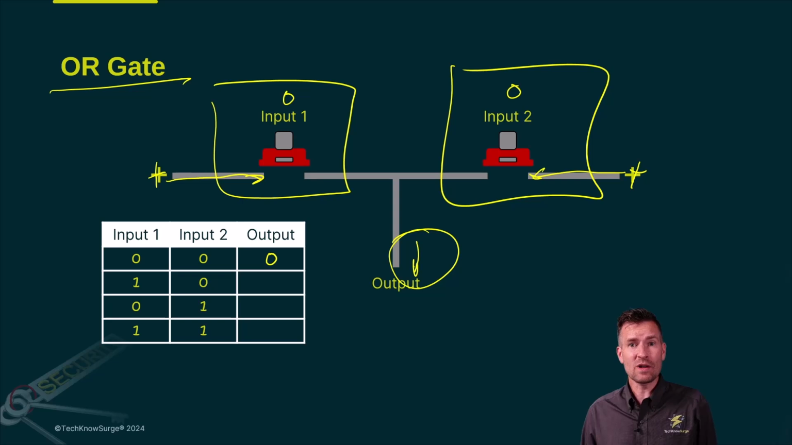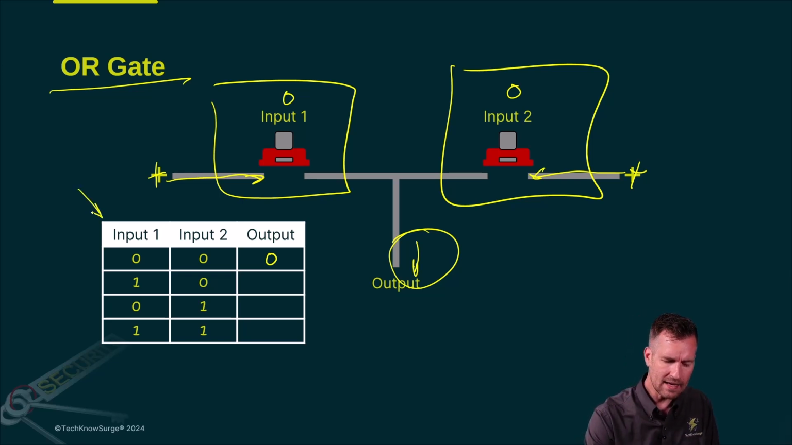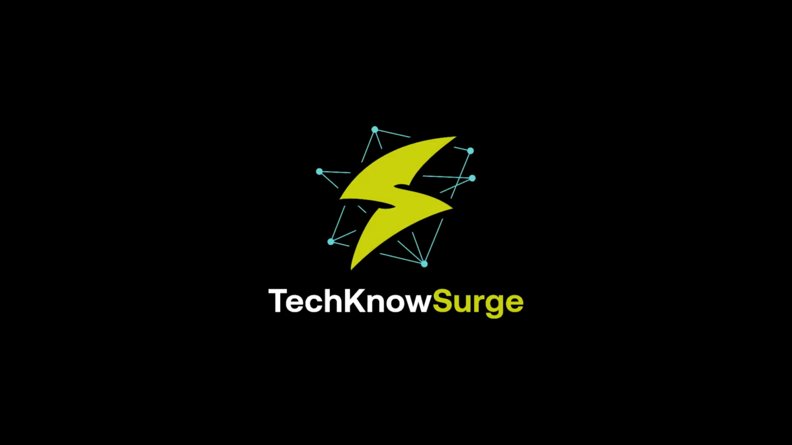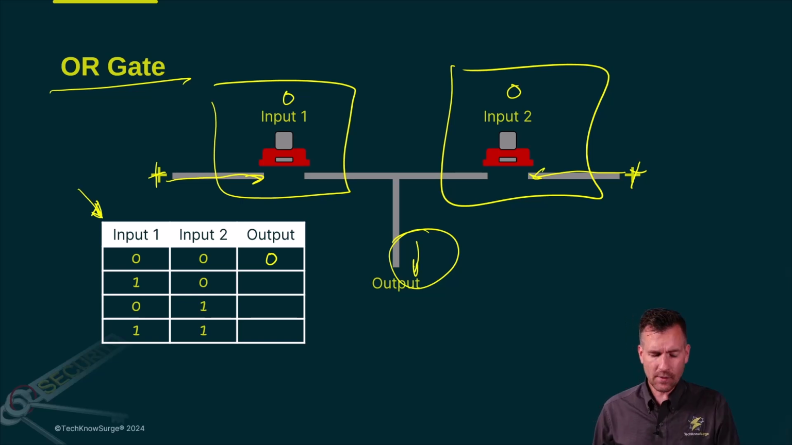Now what you can do is play around with this and start putting 1s on each side and see if you can come up with what this table is going to look like with the outputs. So you can go ahead and pause the video, go through this exercise and see what you come up with. And then you can play the video and we'll walk through it together. Okay, let's see what this looks like.